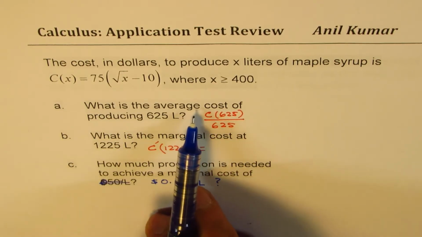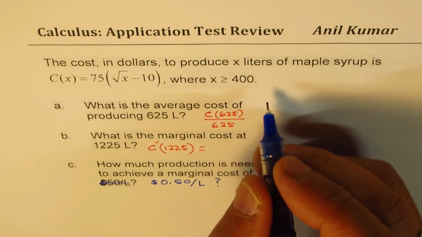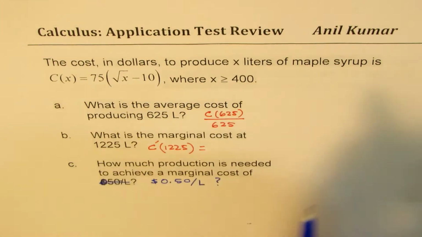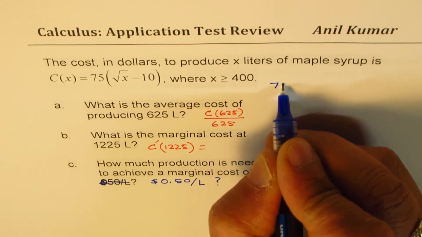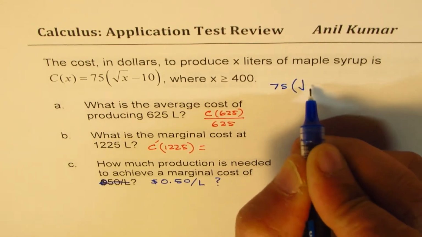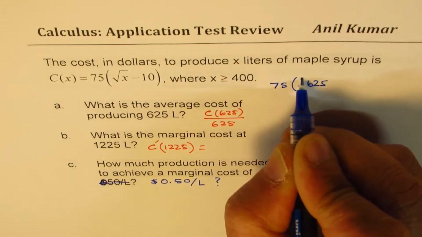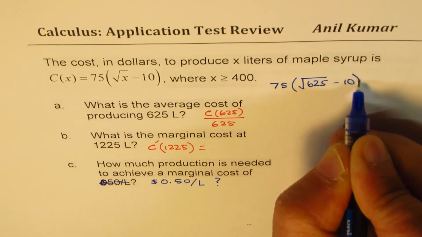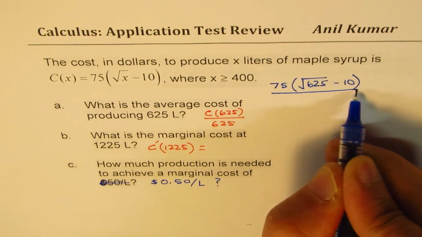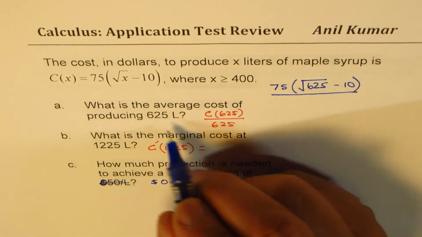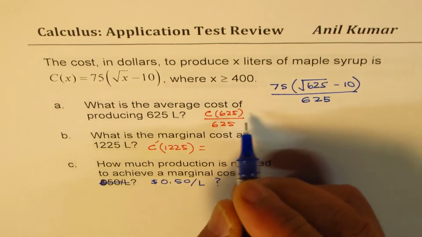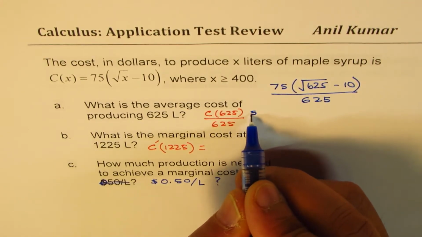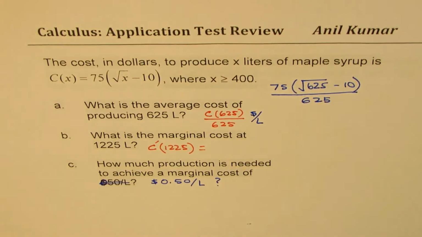So let's find the average cost. So average cost will be, let's plug in 625 here. So we are trying to figure out 75 times square root of 625 minus 10, and that dollar value will be divided by liters, 625. Do you see that? And so we'll get the value which is like dollars per liter. That's what it is.